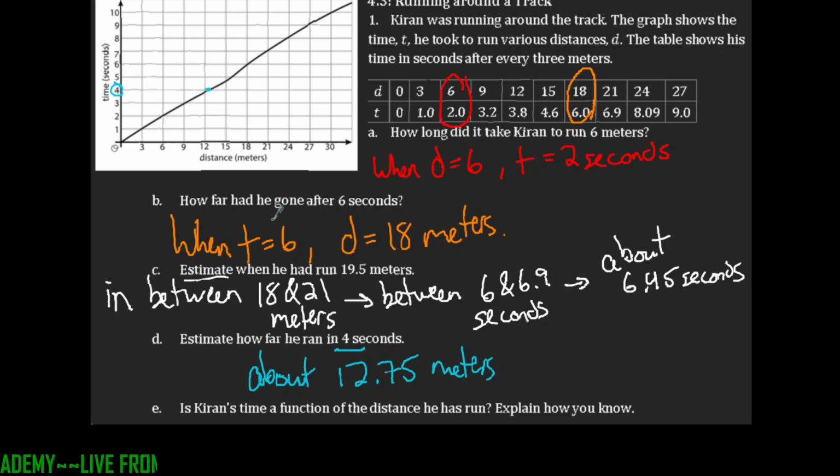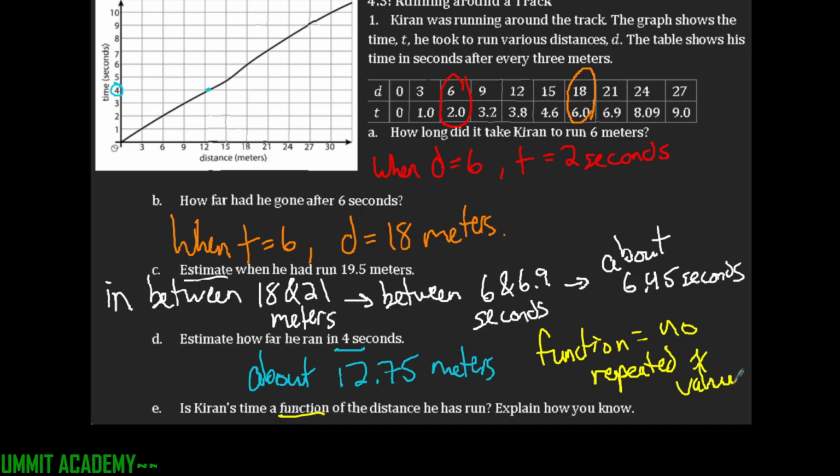And it says, is Kira's time a function of distance that he's run? Explain how you know. So we can say, well, how do we know if it's a function or not? So function, again, means no repeated x values. And that's exactly what we have since each x value or each distance has its own time, then we could say that that's going to mean that it is a function. So for this one, we could say yes.